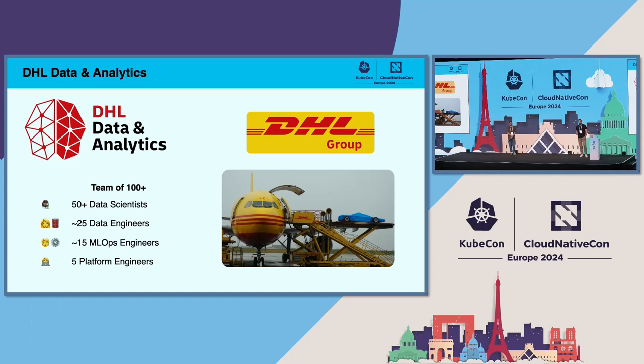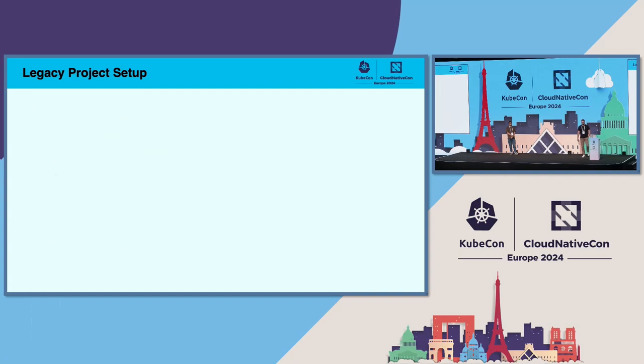And then we also have platform engineers. So we have a dedicated platform team, which is very important when we go through our journey today. Also, two of them are here today. They are making sure that the platform that we as users are using for building machine learning products is robust and scalable. Now I want to give you a brief rundown of our legacy project setup.